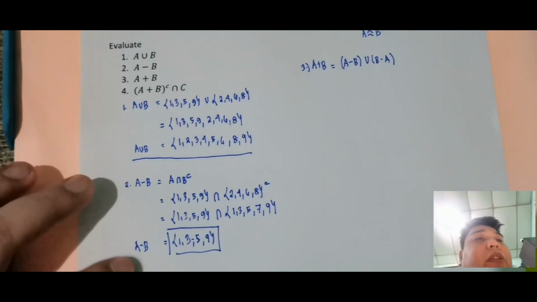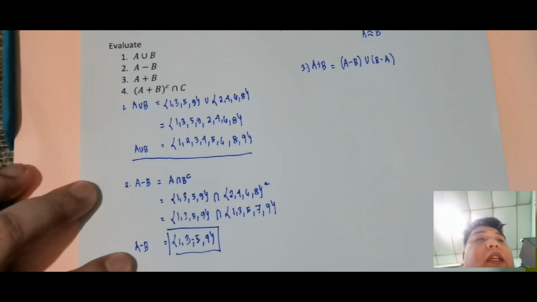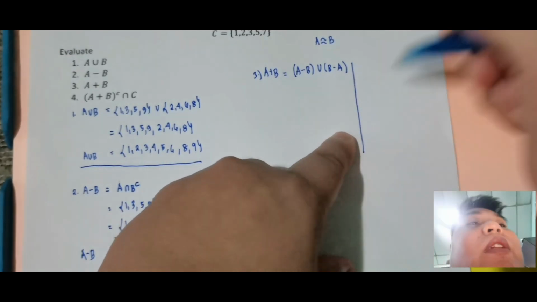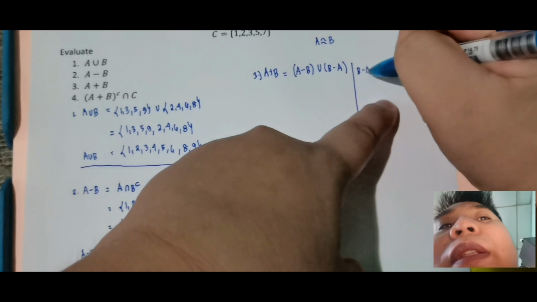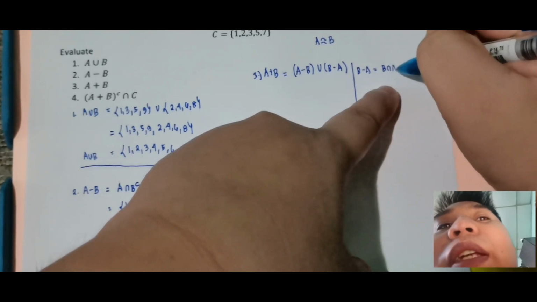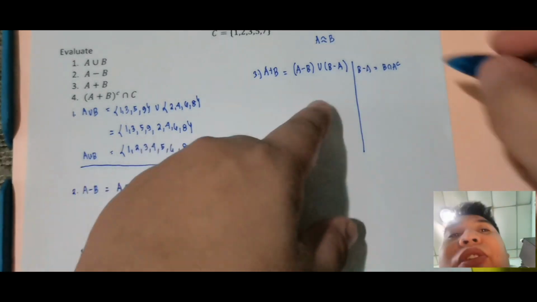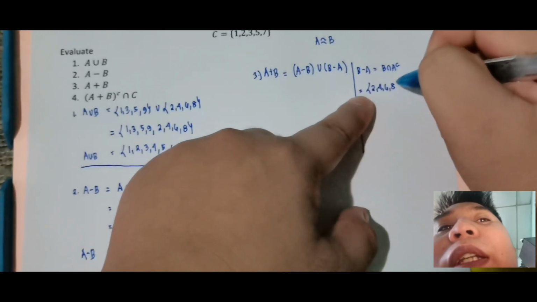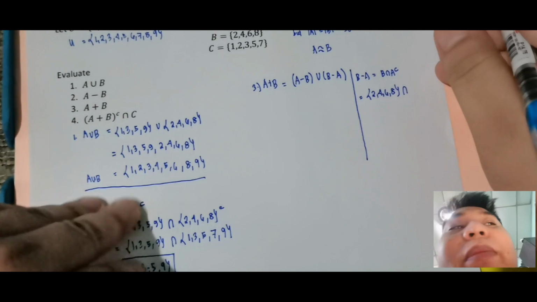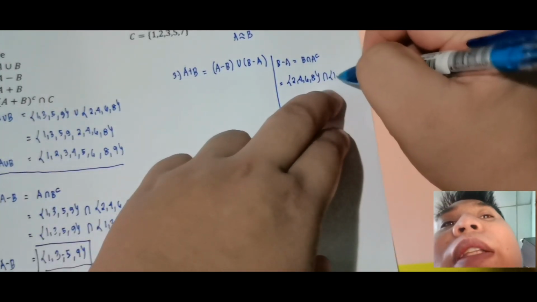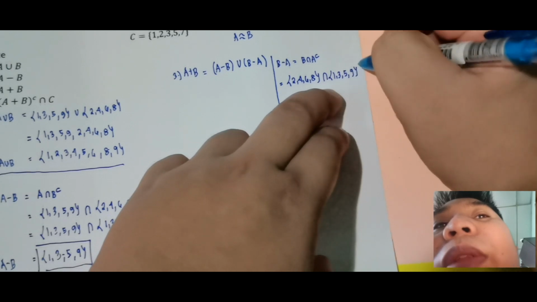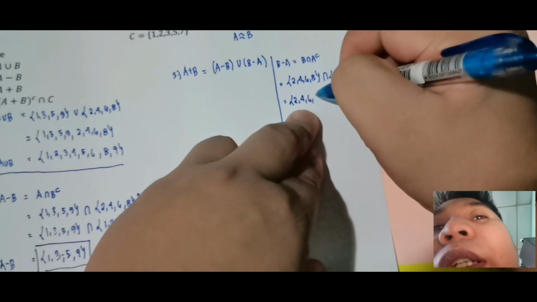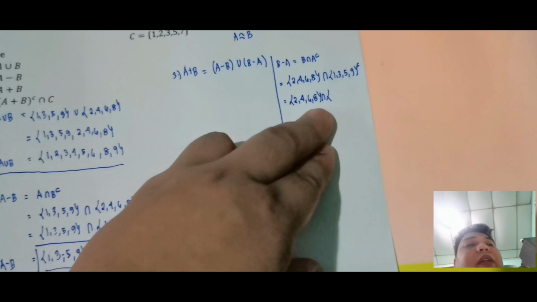Note, meron tayong A minus B dito, so no need nang i-evaluate yan. Ang problema natin si B minus A, so solve ko na lang dito para mapadali tayo. B minus A is equal sa B intersection A complement. Scratch lang to para mapadali yung solution. What is B? That is 2, 4, 6, and 8. Intersection, ano yung A? That is 1, 3, 5, 9. Then i-complement mo yung A. That is the intersection of 2, 4, 6, 8, intersection. Ano yung complement ng 1, 3, 5, 9?